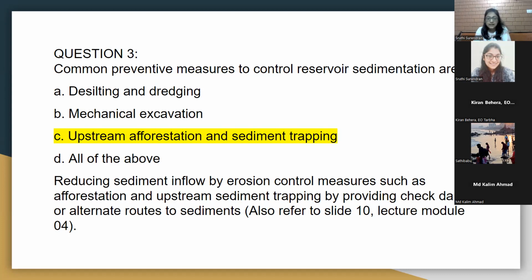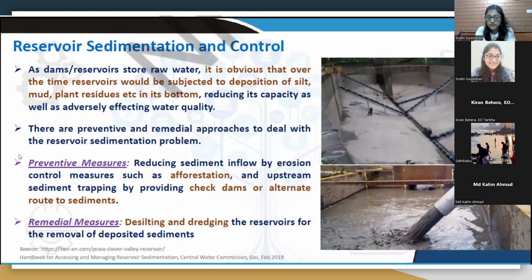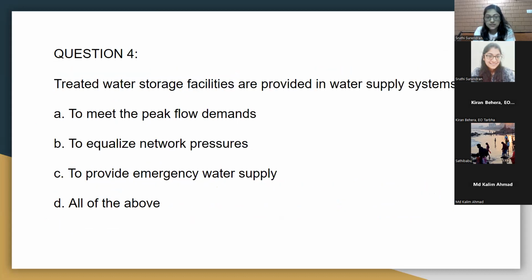You can refer to slide 10. That is what this slide is all about: reservoir sedimentation and control. Moving on to the fourth question.